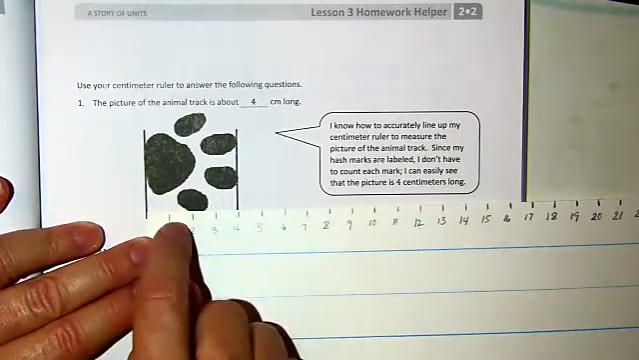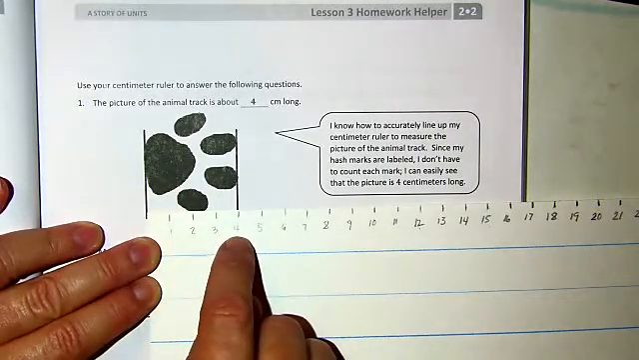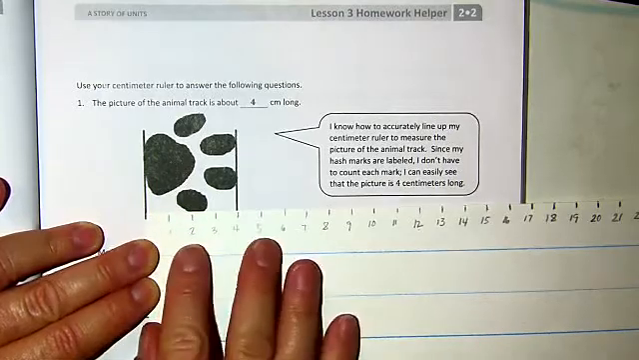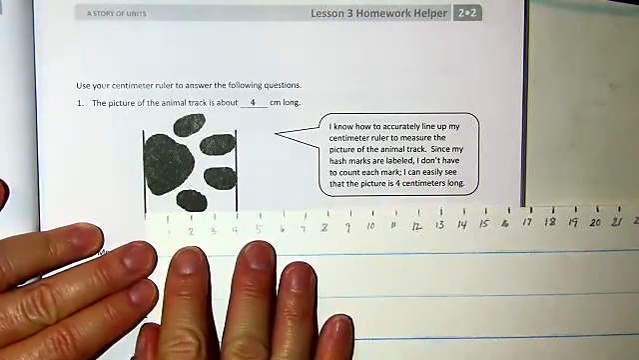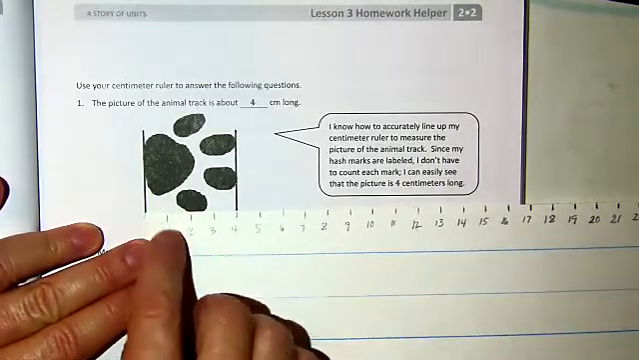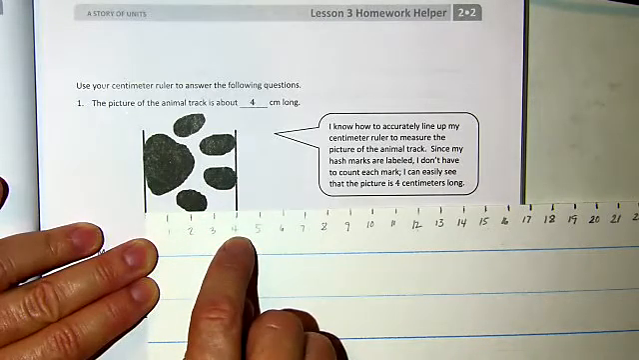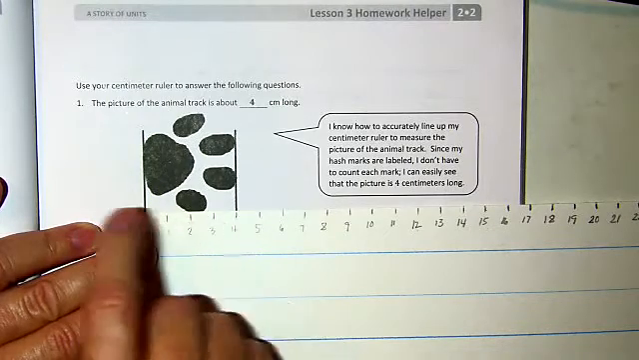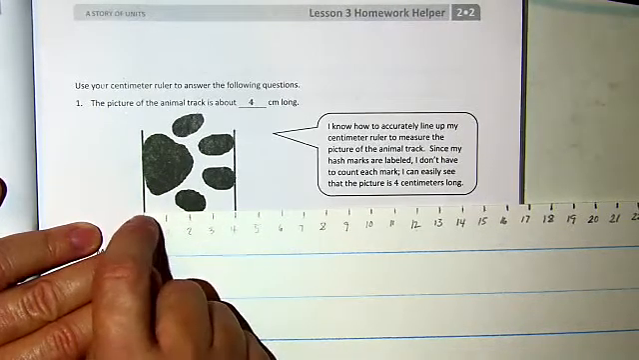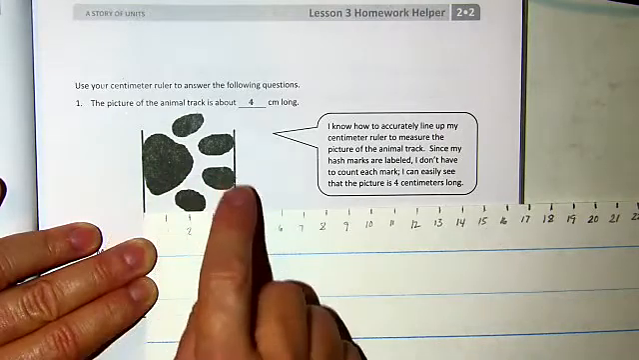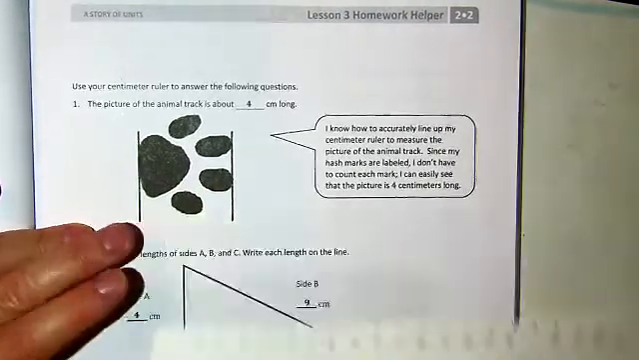And since my centimeter ruler is numbered, I don't have to count all of the little hash marks. I can just see where it finishes up, and I can see that it is 4 centimeters long. So, lining up the end of it with that first mark and then seeing where the next one goes.